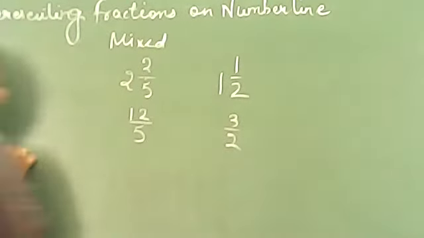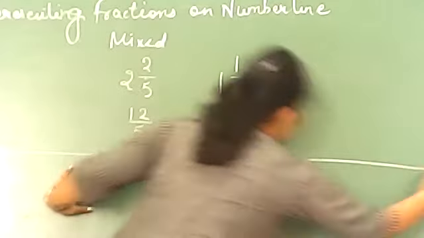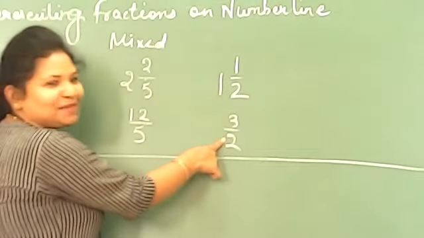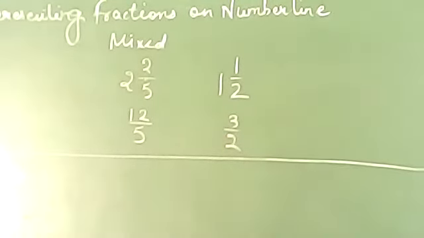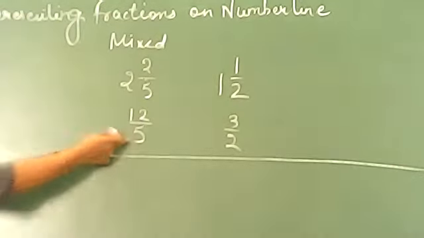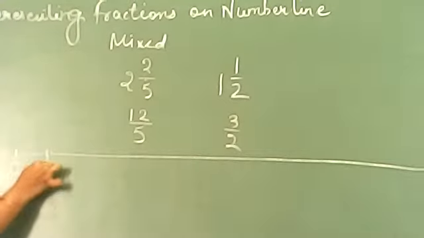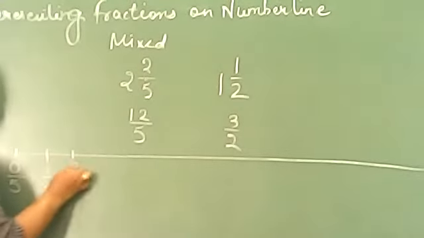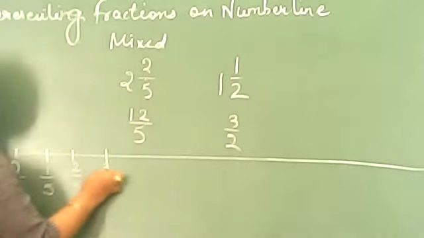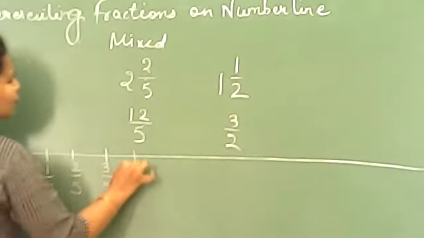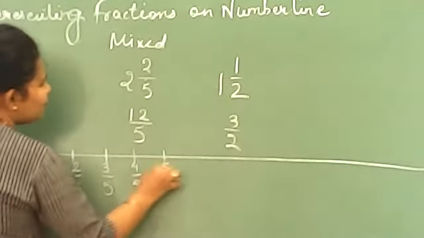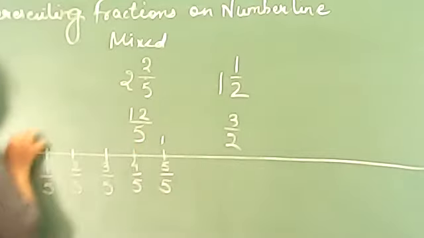Let's try 12 by 5. So I am drawing a number line. This time you have a question 3 by 2. Very simple. So we are starting. This is the base 5. So we will start from 0 by 5. Then 1 by 5, 2 by 5, 3 by 5, 4 by 5. 5 by 5 means 1 whole.